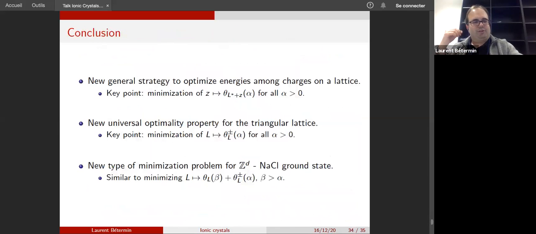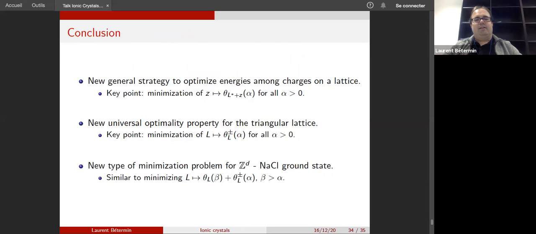Okay, conclusion of this talk, because it's time to conclude. So, three parts, three different things. In the first part, we showed a new general strategy to optimize energies among charges on a fixed lattice. And the key point is the minimization of this translated lattice theta function. So if you know how to minimize that, you know how to reconstruct the signal, let's say the charge, which is a kind of signal here.